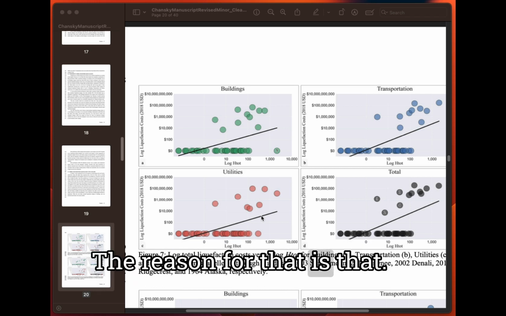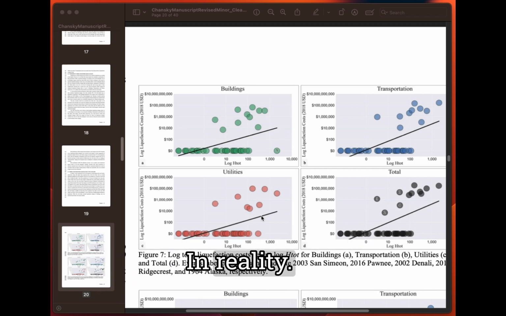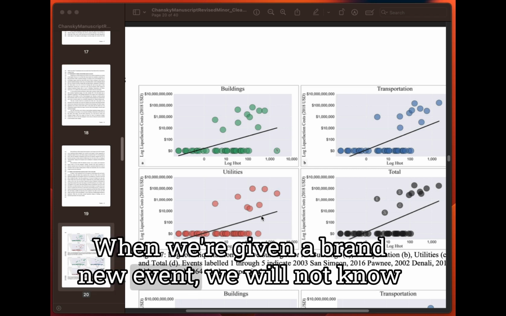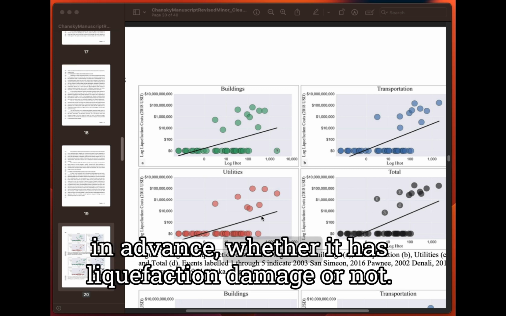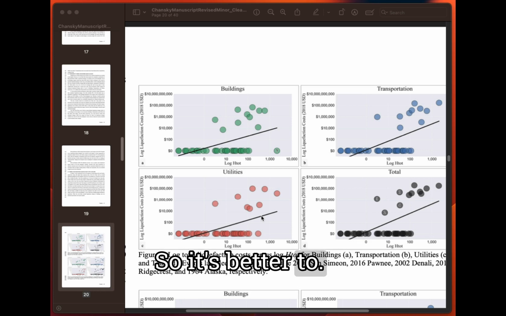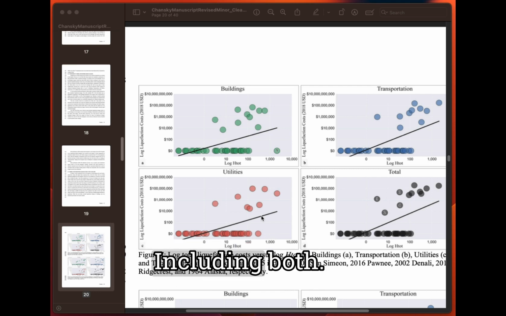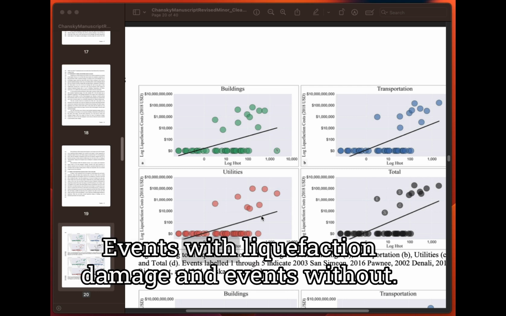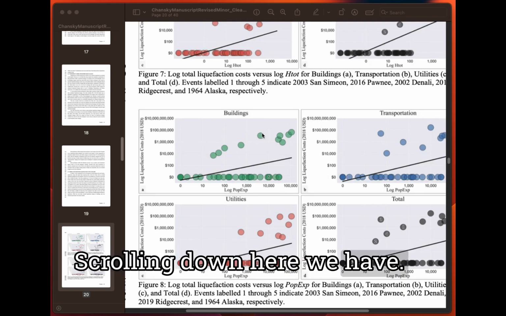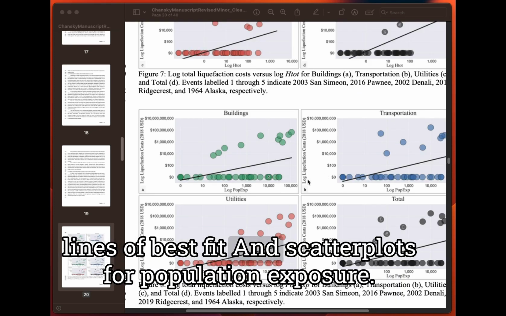The reason for that is that in reality, when we're given a brand new event, we will not know in advance whether it has liquefaction damage or not. So it's better to not assume anything and create lines of best fit, including both events with liquefaction damage and events without. Scrolling down here, we have lines of best fit and scatter plots for population exposure.